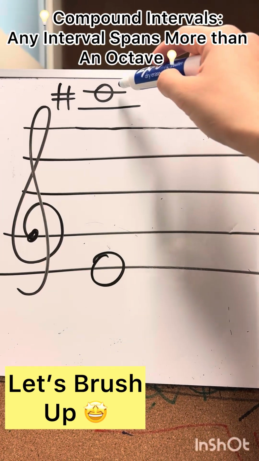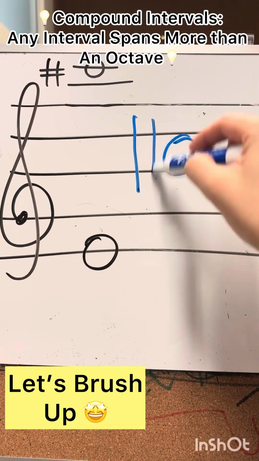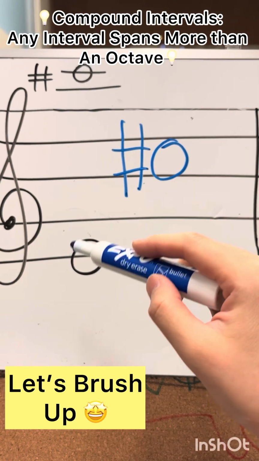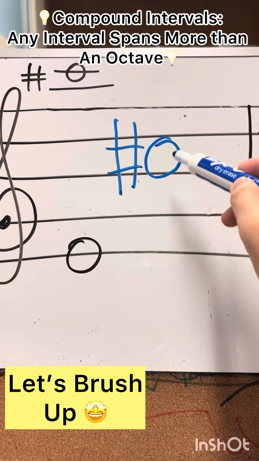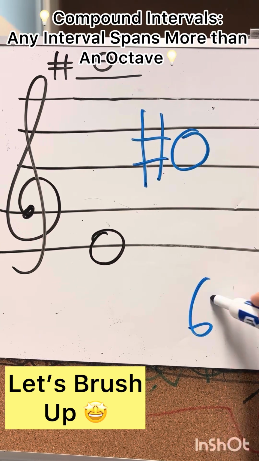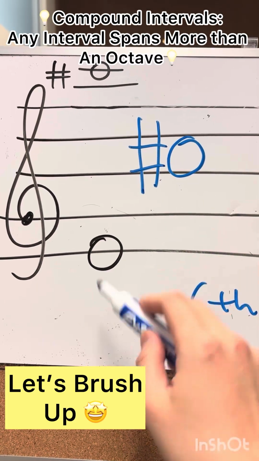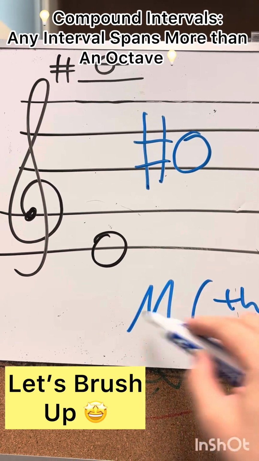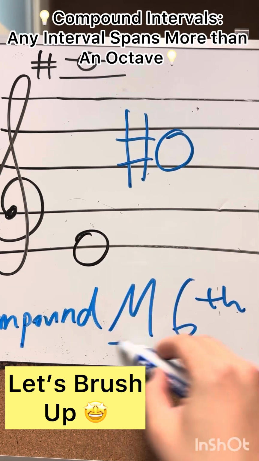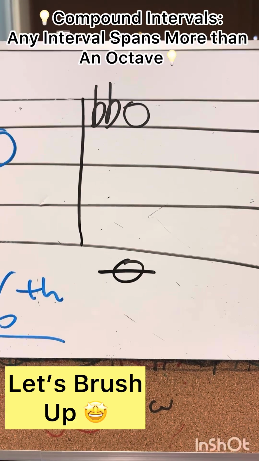Now we're trying to identify this compound interval. We move the highest note an octave lower, so basically that's E to C sharp. What is the number of the interval between E and C? E, F, G, A, B, C. That's a 6th. Is C sharp the sixth note of E major? Yes. So that is a compound major 6th.